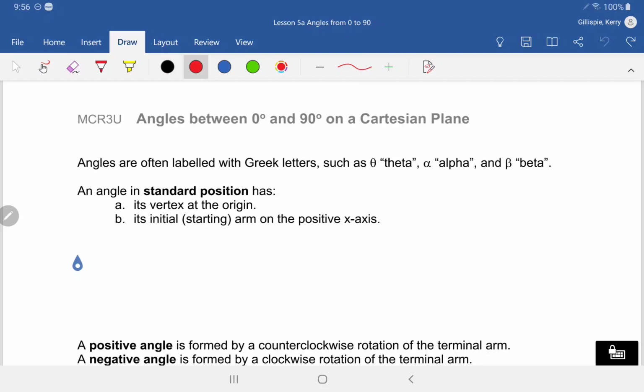Hi guys, we're moving on to some trig on a Cartesian plane today. So we're going to be focusing on angles from 0 to 90 degrees. An angle is sometimes considered with Greek letters. Theta, alpha, and beta are all used to describe angles.